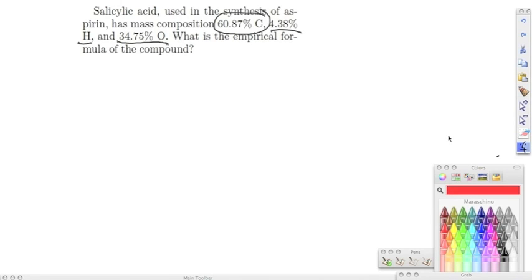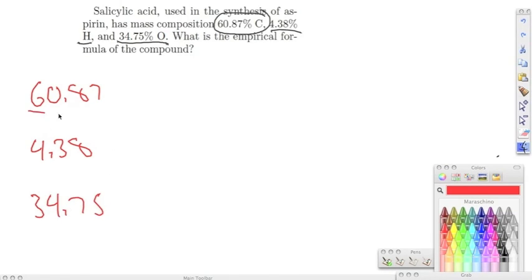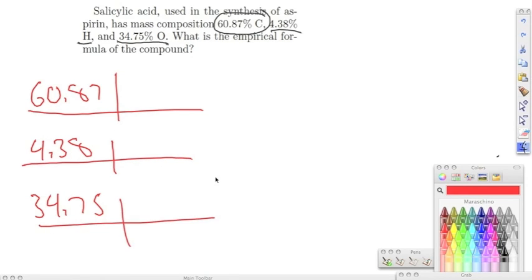Now, when solving for the empirical formula, all we do is take our percents: 60.87, 4.38, and lastly 34.75. What we're going to start by doing is dividing them by their molar mass to get them into moles. We're going to pretend that, instead of percents, these are grams. So we divide by their molar mass.